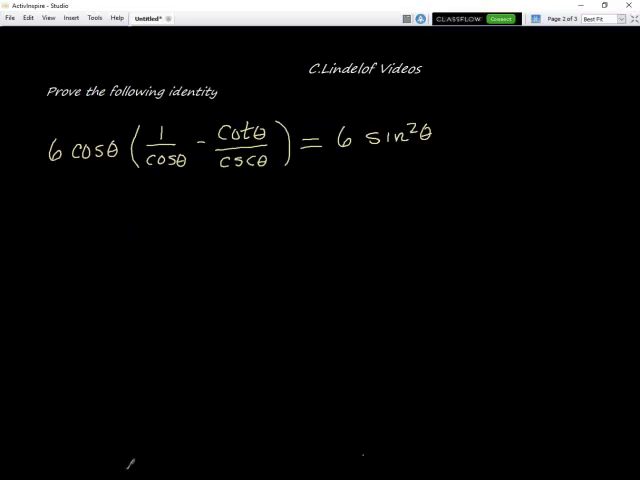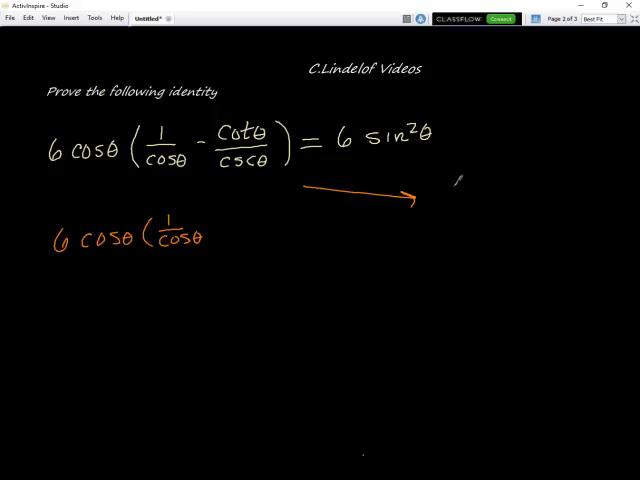Okay, let's do this one. All right. 6 cosine theta times the quantity 1 over cosine theta minus cotan theta over cosecant theta is equal to 6 sine squared theta. All right, I'm going to leave this 6 cosine theta here. I'm going to leave this here like this, I think. I'm going to take this piece over here if you don't mind.